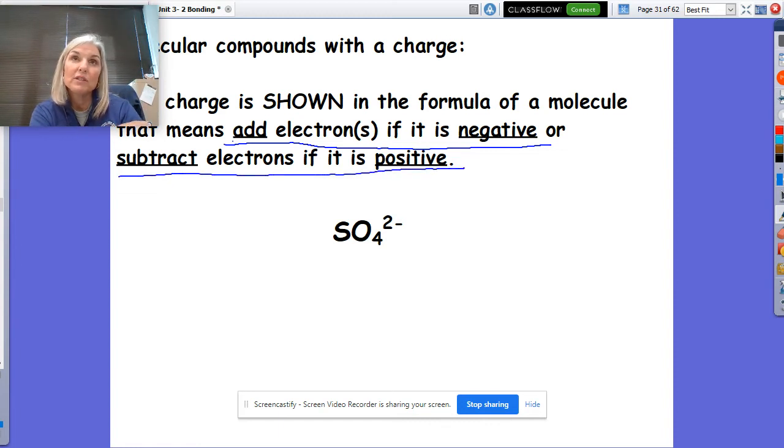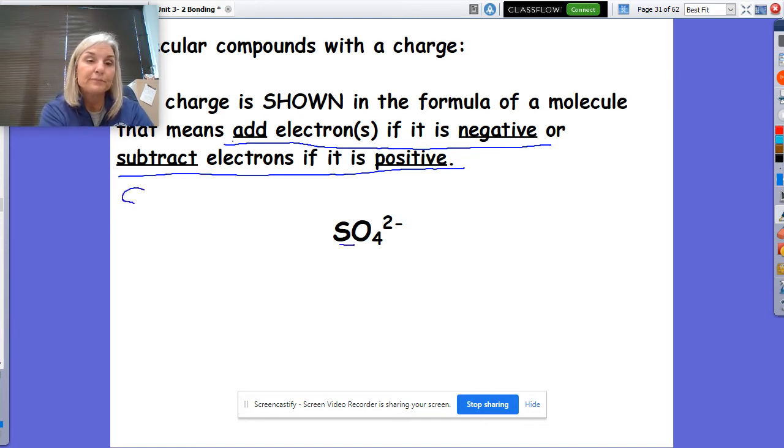And remember, you have to go back and think, okay, electrons are negative. So if I have a negative ion, that must have meant it gained electrons. If I have a positive ion, it must have meant I had lost electrons. So that's why you're adding and subtracting. So let's see how that works. We're going to still do the same thing.